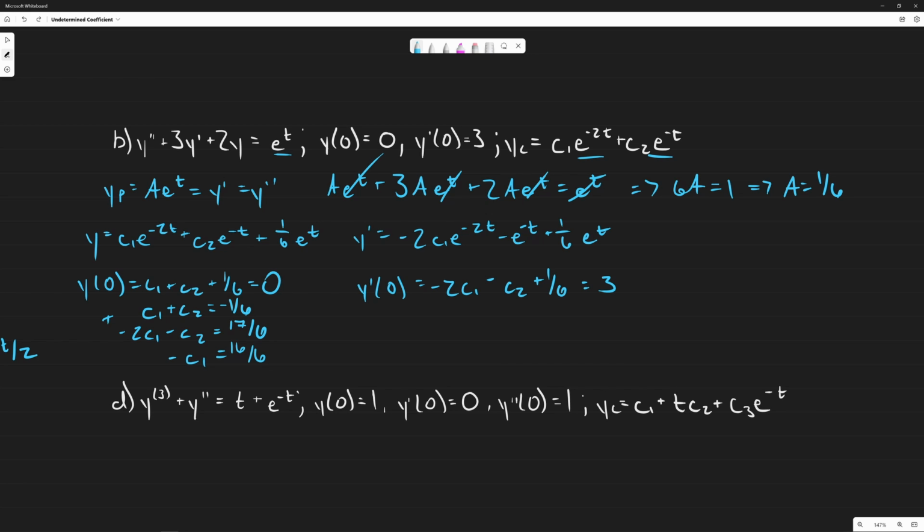I should just leave it like that. c1 is equal to negative 16 over 6. So our c2 will be, well, negative 16 over 6 plus c2 is equal to negative 1 over 6. That'll be 15 over 6. And so our solution will be equal to negative 16 over 6 e to the negative 2t plus 15 over 6 e to the negative t plus 1 over 6 e to the t.